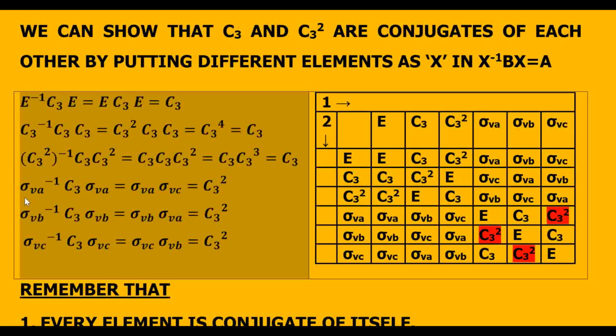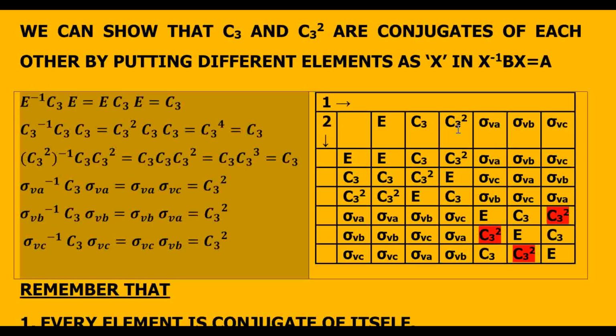Now let us put X is equal to sigma VA. Now we are putting the planes of reflection one by one. So the equation becomes sigma VA inverse C3 sigma VA. Here you have to learn one very important thing, that the inverse of a reflection operation is the reflection operation itself. The inverse and the actual are always the same. So in place of sigma VA inverse, I will now put sigma VA, and I will refer to the multiplication table in which I will find the value for sigma VA into C3.